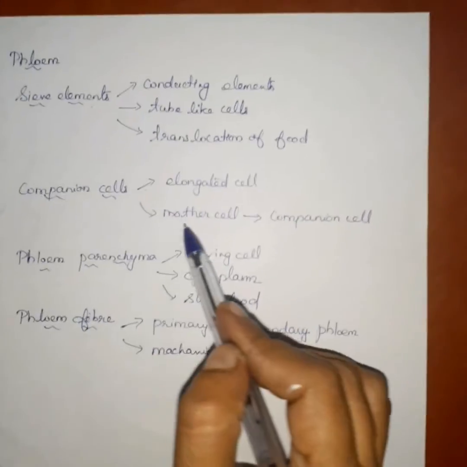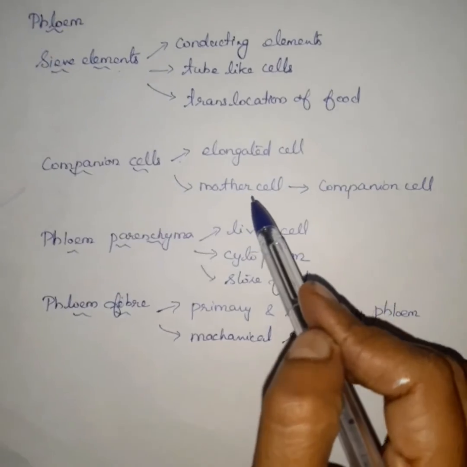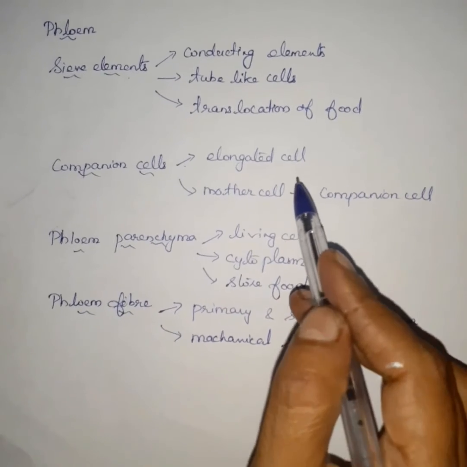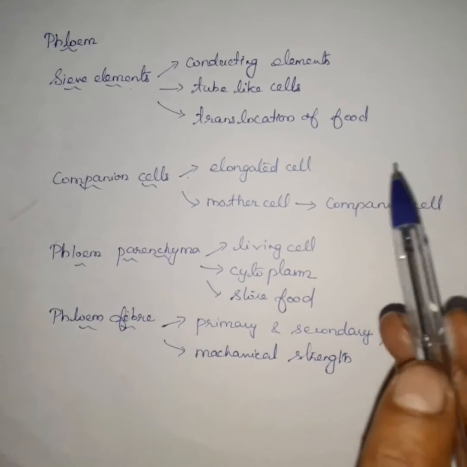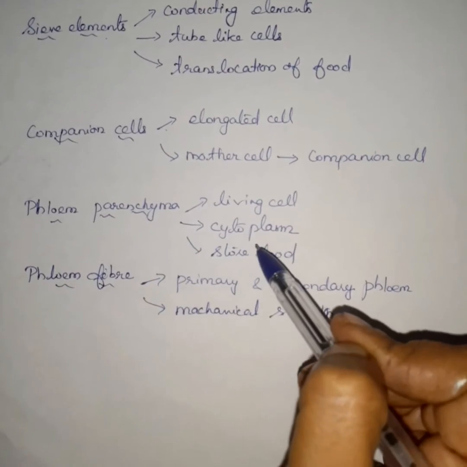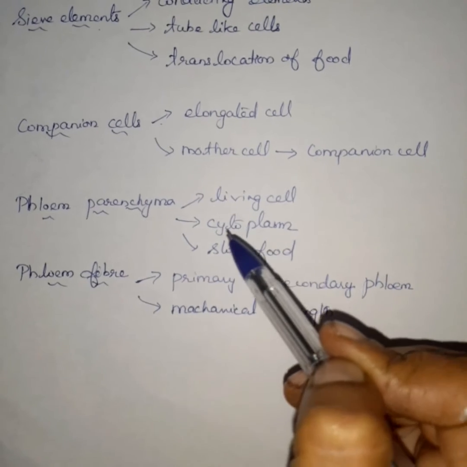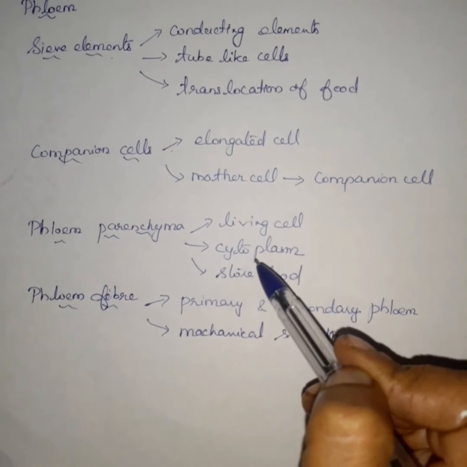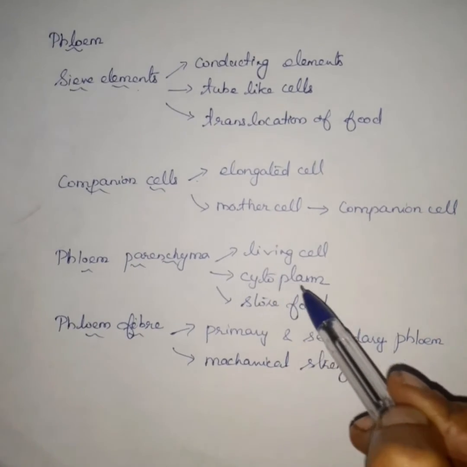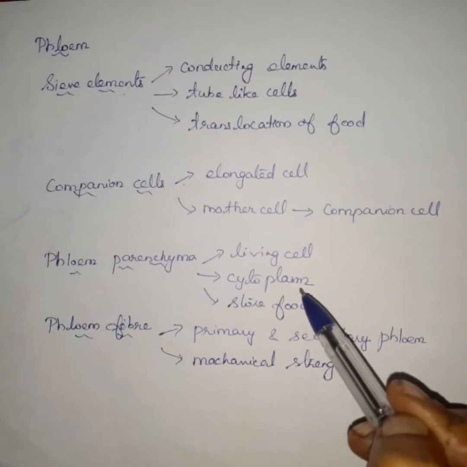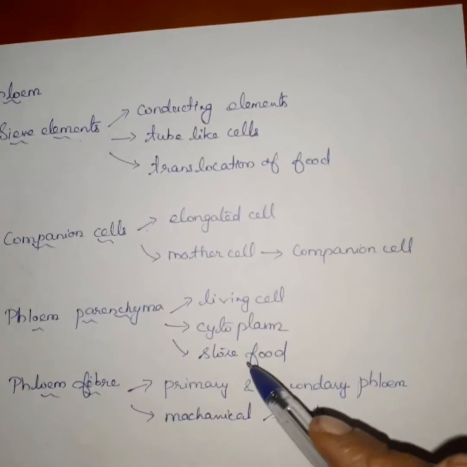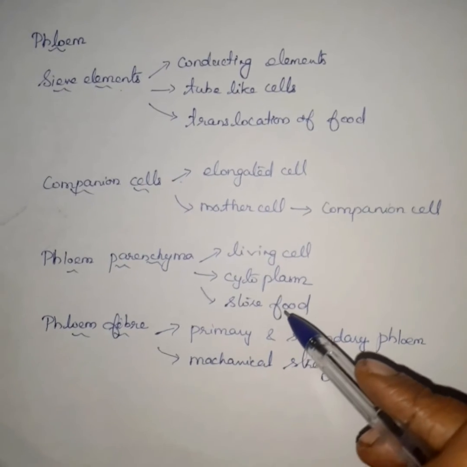Next one, companion cells. Here we have the mother cell. These mother cells may be divided transversely forming the companion cells. Okay. Next one, phloem parenchyma. Here the phloem parenchyma are also living cells and they have cytoplasm and a nucleus. Okay. What is the main function? It also stores the food material.